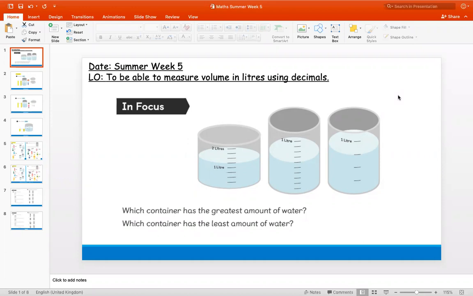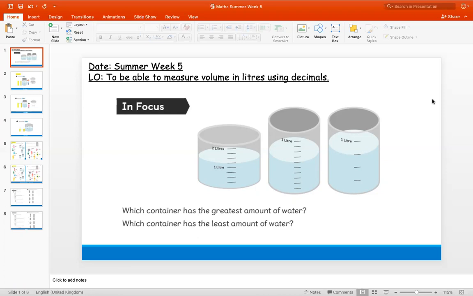Today, we will be able to measure volume in litres using decimals. We were measuring the mass using decimals in the previous lesson, and now we are measuring volume today using decimals. So we are moving on and away from our previous learning to build on it.